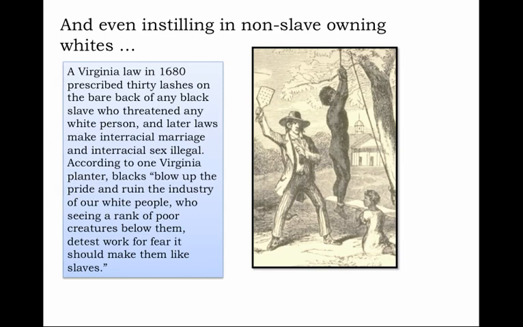According to one Virginia planter, blacks, quote, blow up the pride and ruin the industry of our white people who, seeing a rank of poor creatures below them, detest work for fear it should make them like slaves. So even non-slaveholding whites took a certain superior air, a certain haughty air toward those who were enslaved, as if they were standing on a platform above them and thus elevated in their own right in society. What will later famously be called a mudsill, even the poorest white could feel a sense of superiority to an enslaved black person.